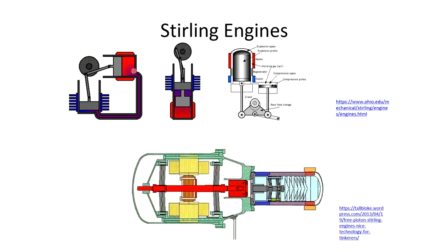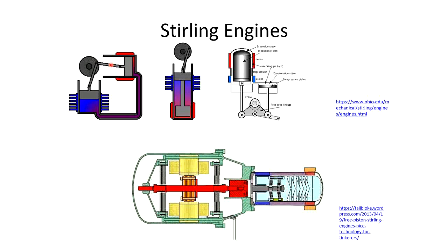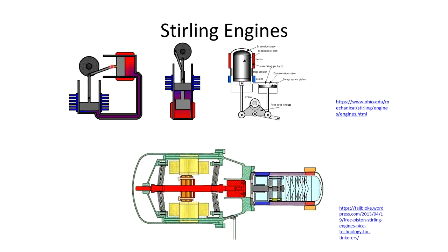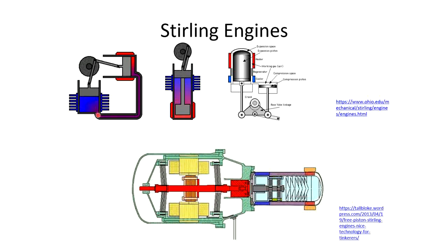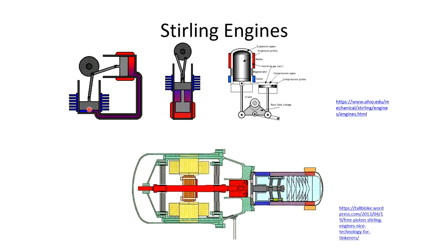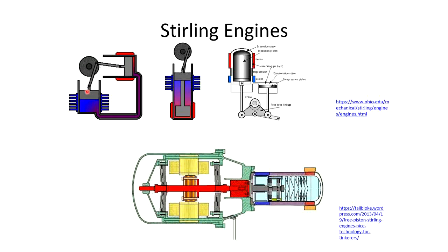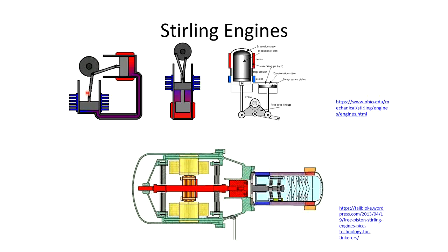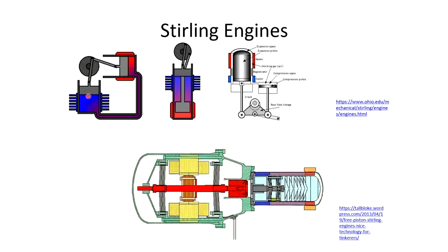Then there is an isochoric change, where one piston, the hot piston, pushes the hot gas through the recuperator into the cold cylinder, and then during the heat rejection the cold cylinder moves downwards and we have isothermal heat rejection.